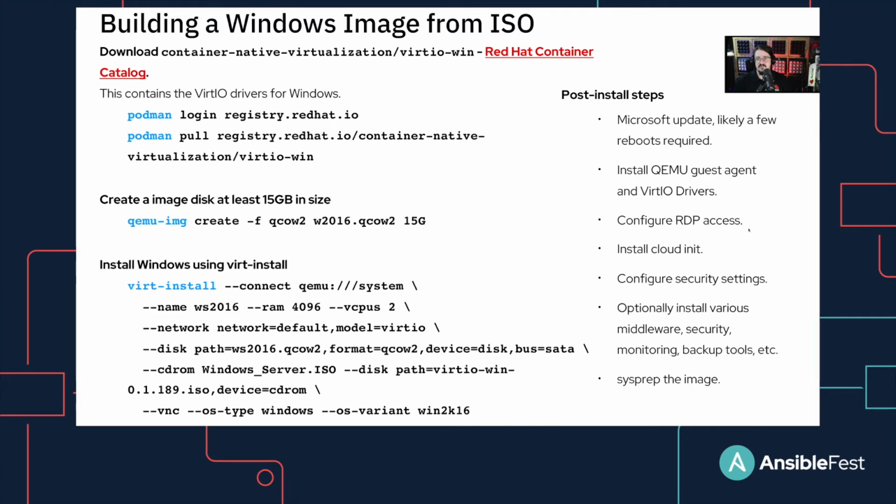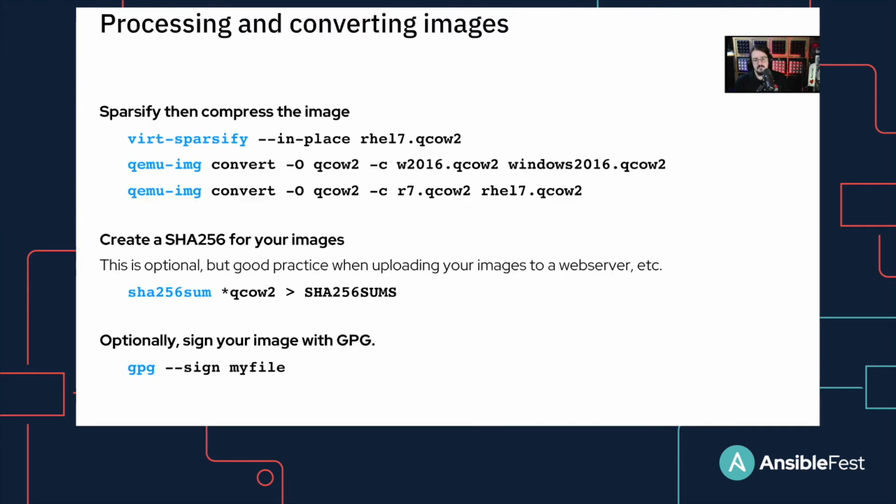For example, you may want to configure RDP access, install cloud-init, and perform various security settings. As this will be a cloud image, setting it up with RDP access over the internet and provisioning on your cloud provider might not be wise if you haven't gone through the process of securing it.